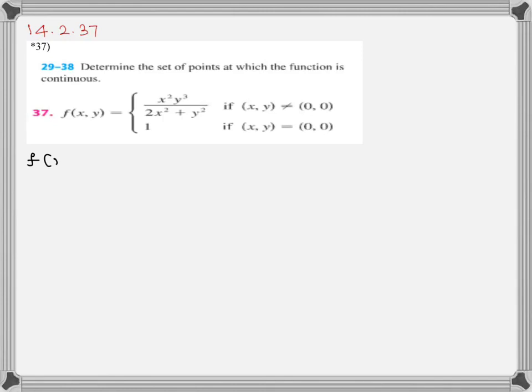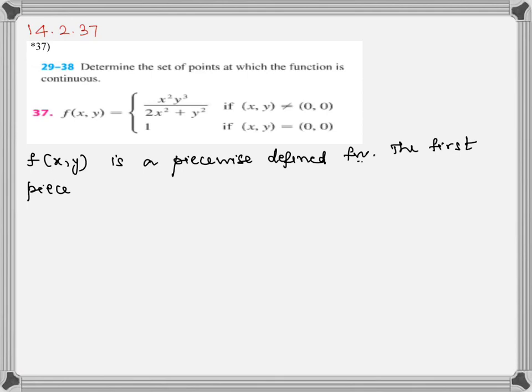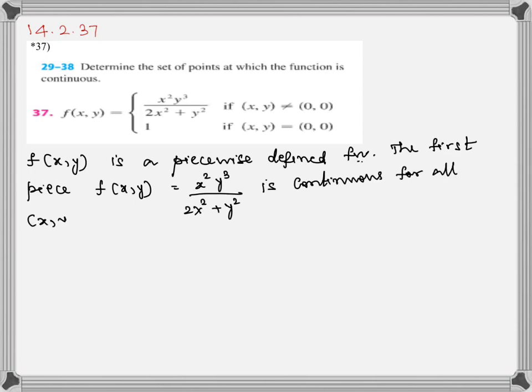So we are going to find out where the function is continuous. f of x y is obviously a piecewise defined function. The first part of the function is rational and it is continuous everywhere except at the origin, right? Because the origin will make the denominator 0. So the first piece, f of x y, which is x squared y cubed over 2x squared plus y squared, is continuous for all (x, y) except at the origin, which is (0, 0).